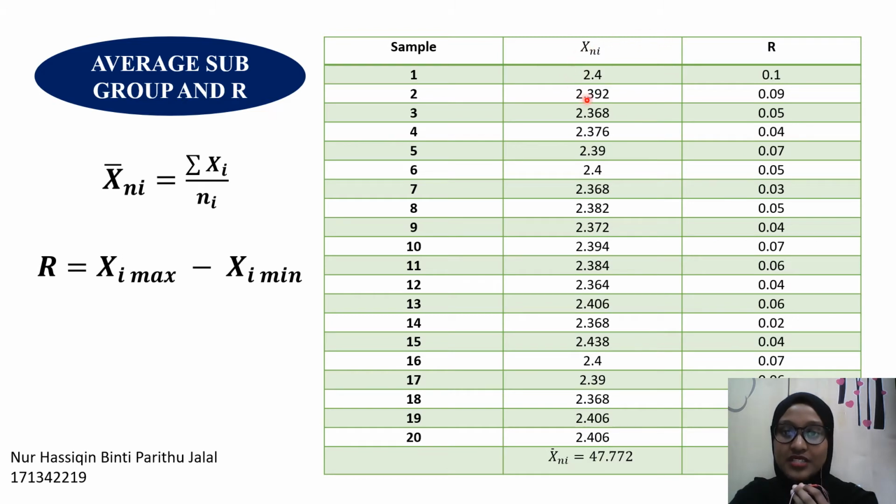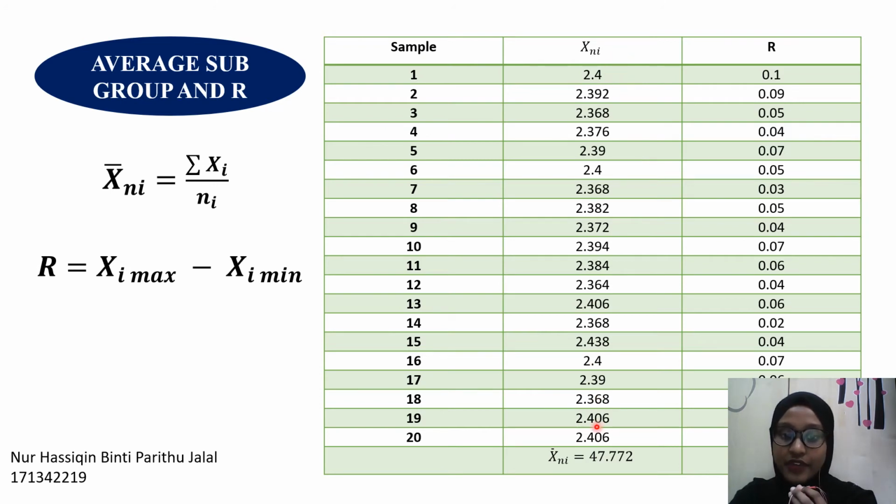As you can see from the table given in the slide, for each subgroup we can calculate the average value. For example, for subgroup 1, we sum up x1 plus x2 plus x3 plus x4 and x5. After that, divide by 5, and then we obtain this value.